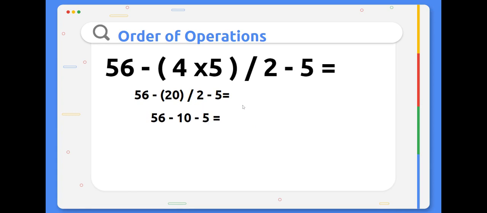I brought down 56 minus 10 minus 5 because I haven't used it all. Then it's left to right. Remember, addition and subtraction are equal, left to right, though. We have 2 subtractions, so we're going to say 56 minus 10 is 46, minus 5 equals 41.